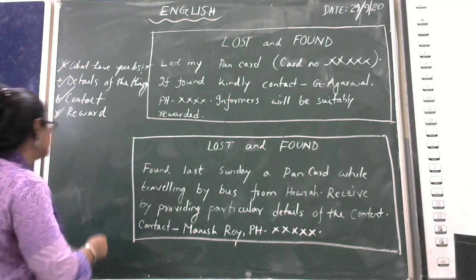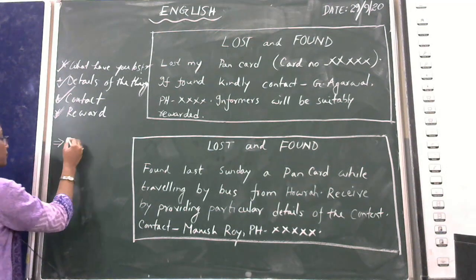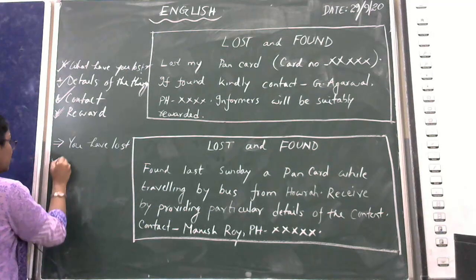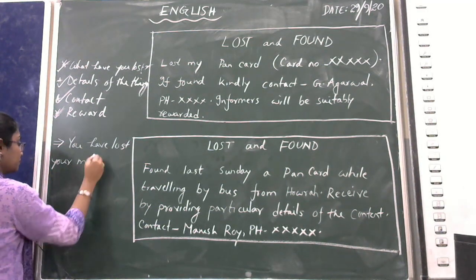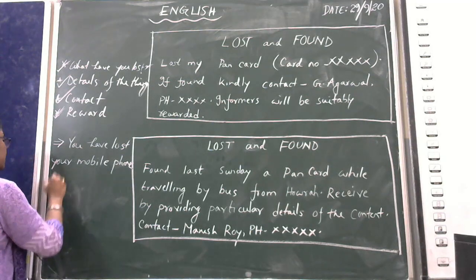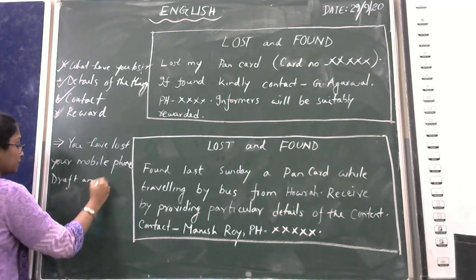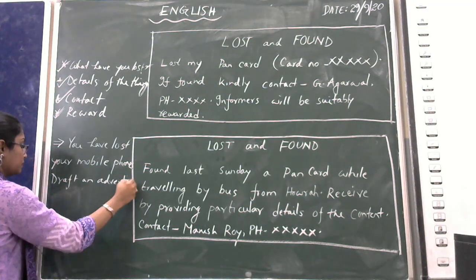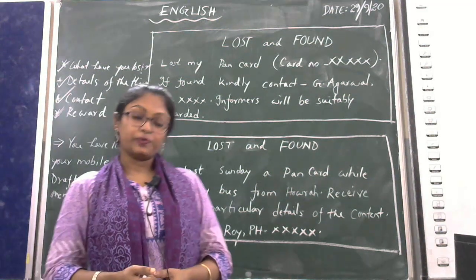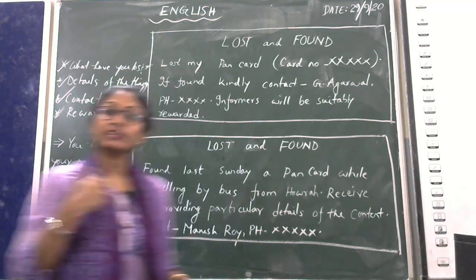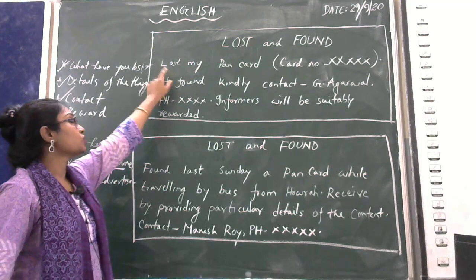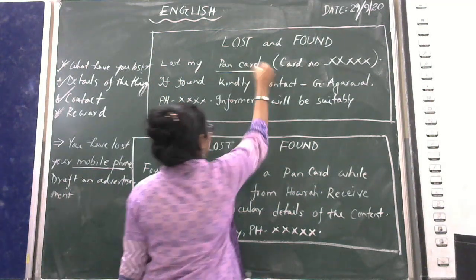Now I'm giving you a question. Focus on that. The question is, you have lost your mobile phone, draft an advertisement. Okay. So what is the thing you are getting here? What is the thing I have lost? It is a mobile phone. Okay. Focus on that. So: lost my, here it is mobile phone.